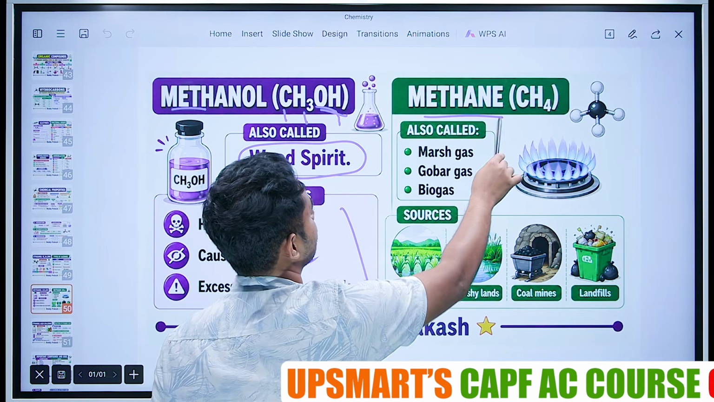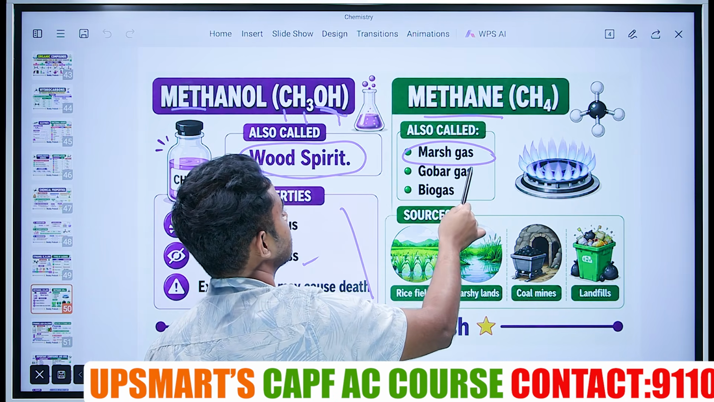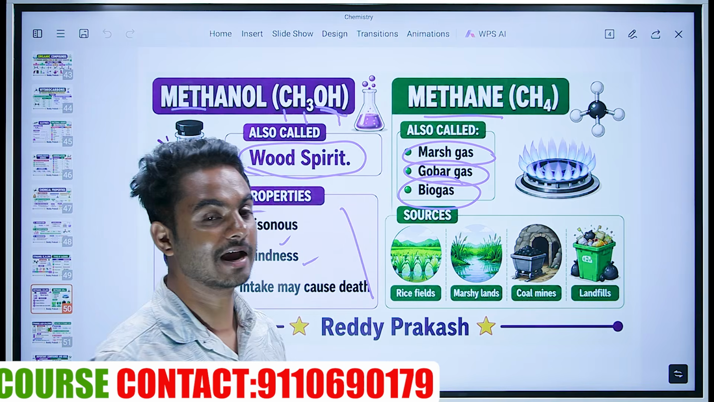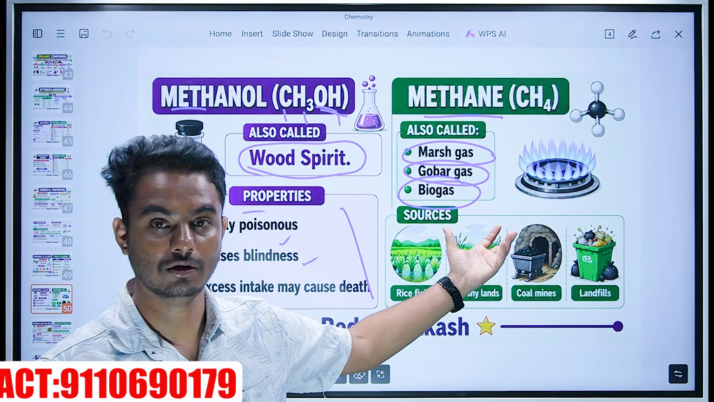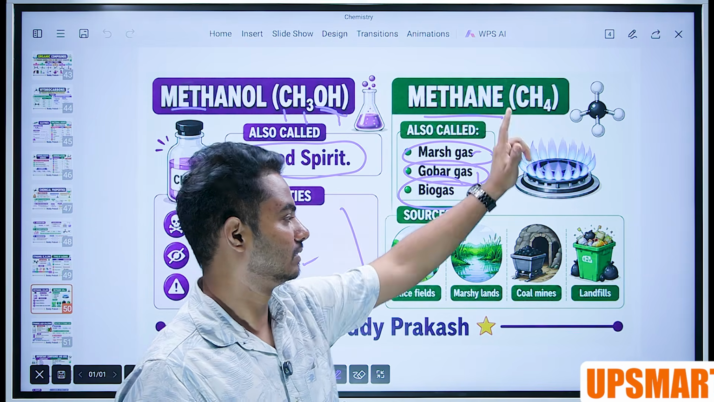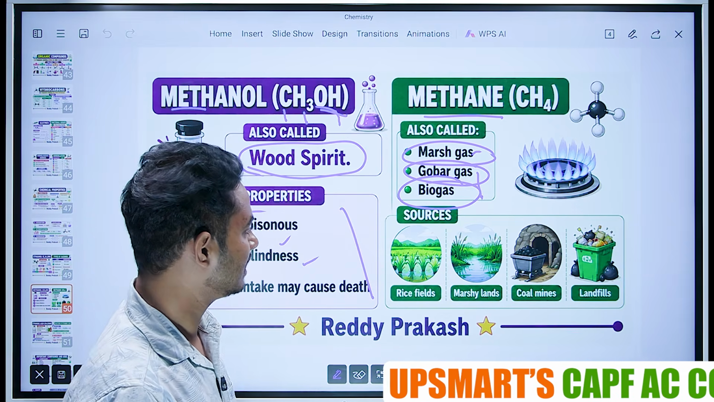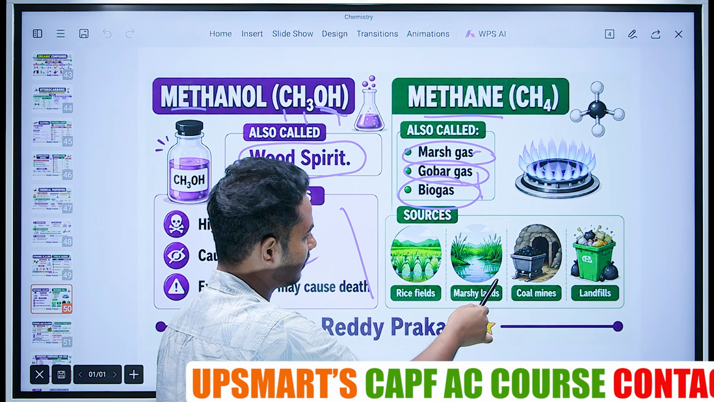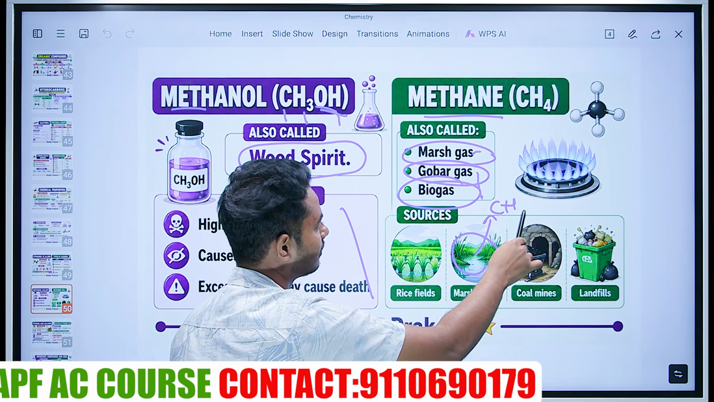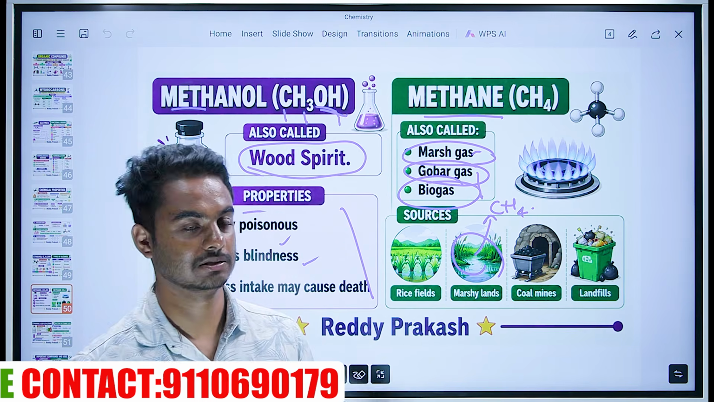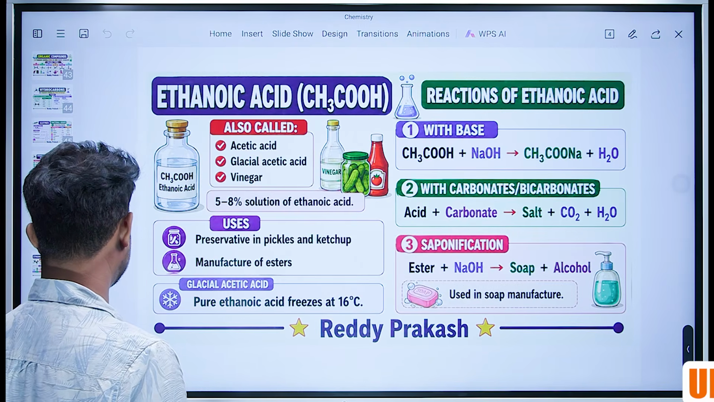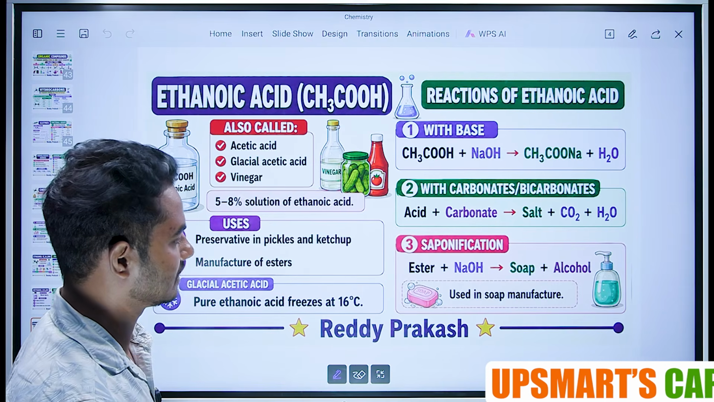Next is methane, CH4. It is also called marsh gas, gobar gas, biogas. The plants of gobar gas and biogas give out methane, so it is also called gobar gas and biogas. Why marsh gas? Marshes, like marshy lands, will release CH4. They will release methane. So it is also called marsh gas. Okay, easy. Next is ethanoic acid and reactions of ethanoic acid.